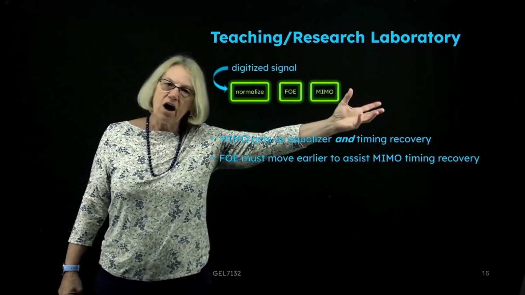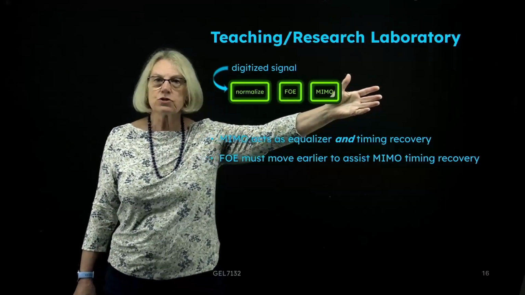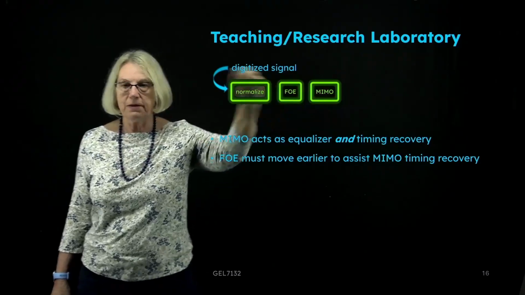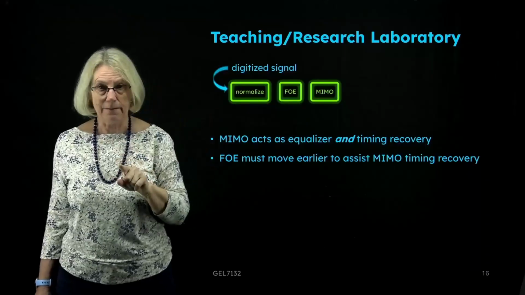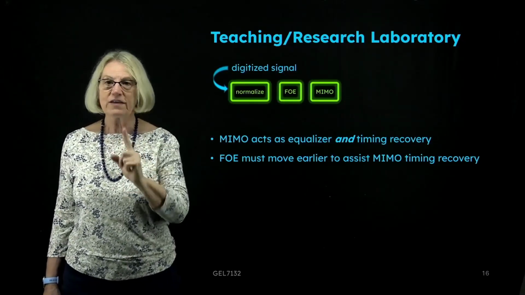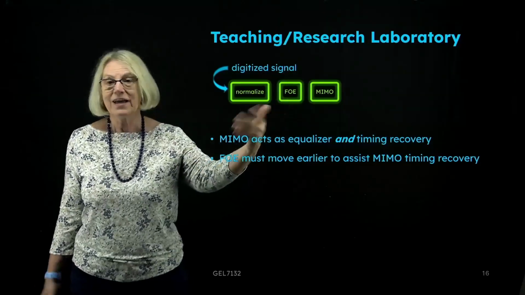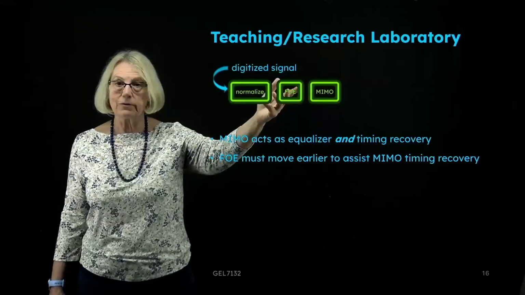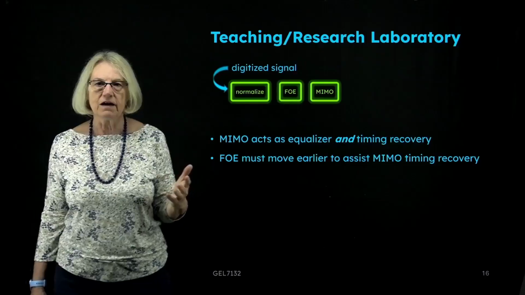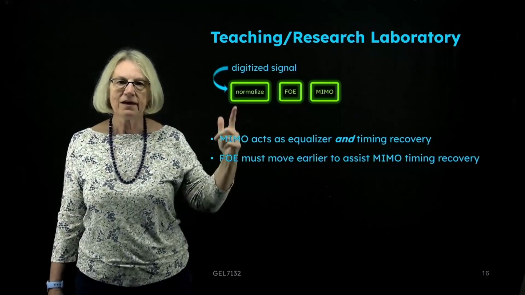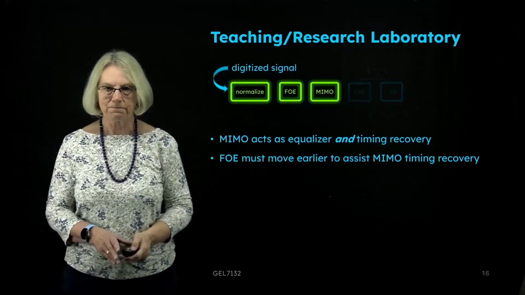So the frequency offset estimation before, it was enough to put it after I did my elimination of distortion in MIMO. But that was when I had perfect timing. Now the MIMO's got to find that timing for me, and so I have to help it. And one way that I help it find better timing is correcting for that frequency offset estimation earlier. And it's quite simple to do that. We'll be looking at the algorithm to do it. But this move does not really increase the complexity of the system, but it does make the performance and the timing recovery better as it comes out of the MIMO.